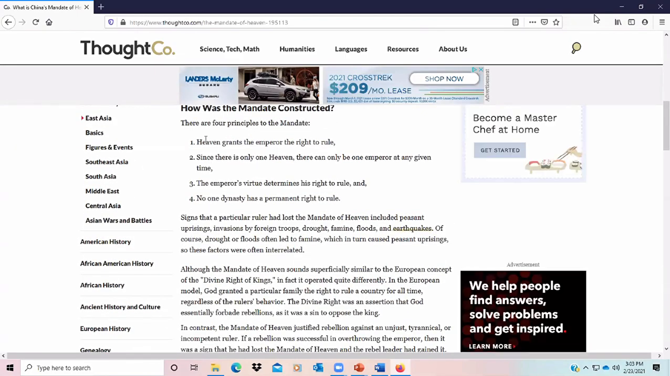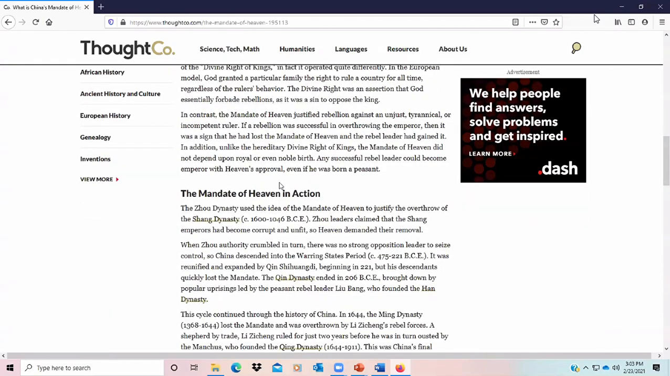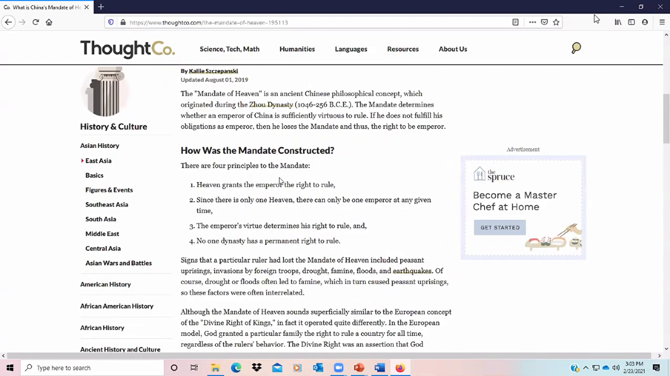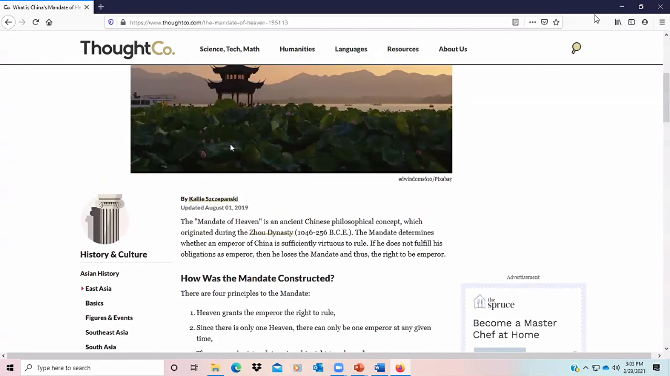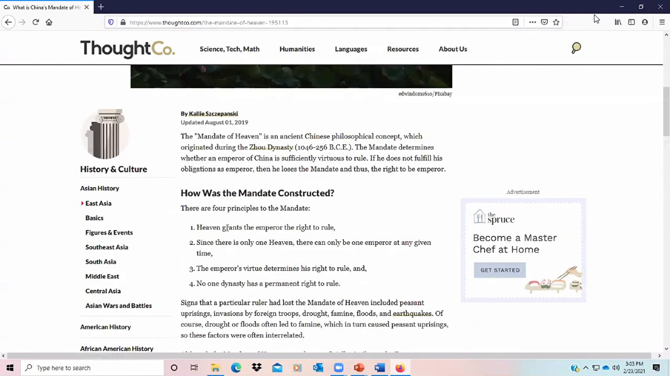Simply put, there were 4 principles of the mandate. Heaven grants the emperor the right to rule. Since there's only one heaven, there can only be one emperor at a given time. The emperor's virtue determines his right to rule, and no one dynasty has a permanent right to rule. And you'll see the Shu will use the idea of the mandate of heaven to overthrow the Shang. So these are the 4 principles. When you read this article, if you go to this website, you'll see the 4 principles of the mandate.